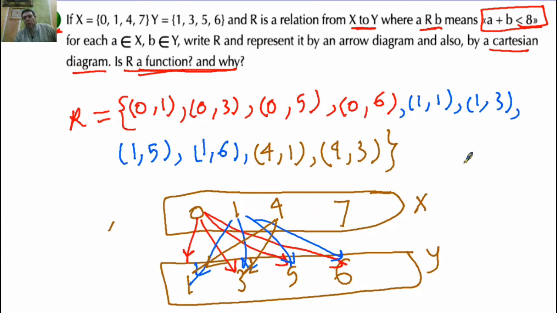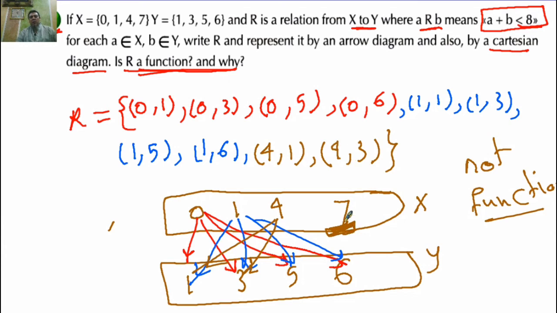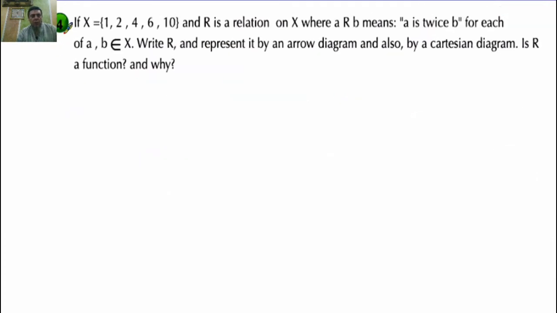This relation is not a function because the element 0 has more than one arrow. The element 1 has more than one arrow. The element 4 has more than one arrow, and the element 7 is not connected with any element in Y. Those are the reasons, not just one reason, for this relation not being a function.